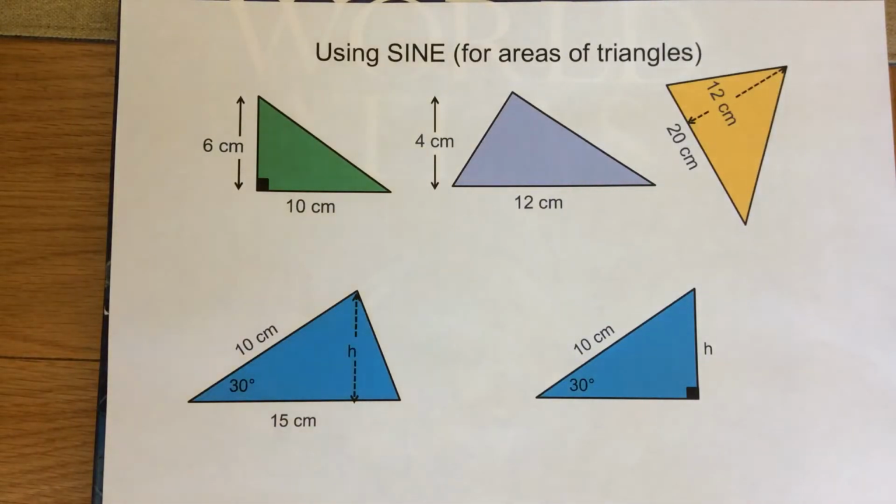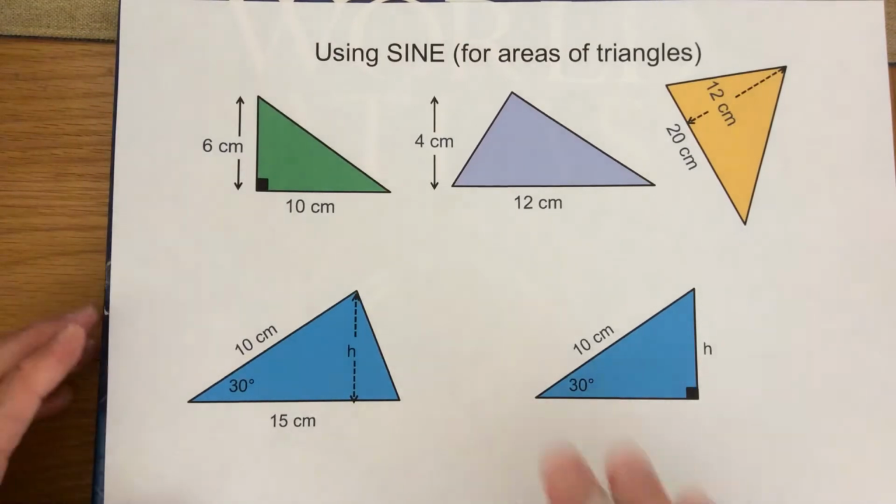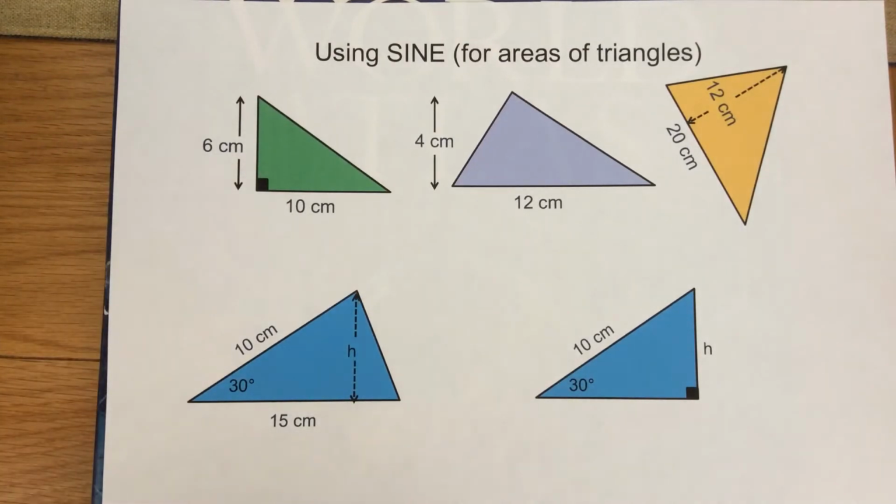Hello Year 10. I set you a task on Hegarty a few days ago. Some of you did really well on it. Some of you struggled a little bit. Understandable really, because we hadn't actually done this particular technique in class. It was about finding the areas of triangles, but you had to use trigonometry to do it.